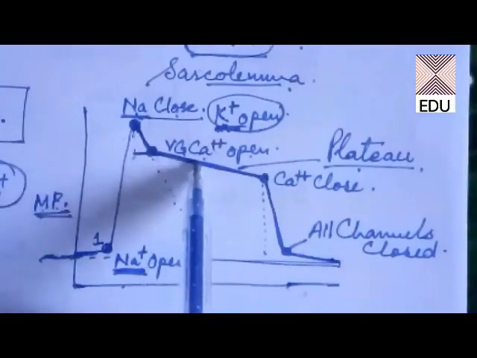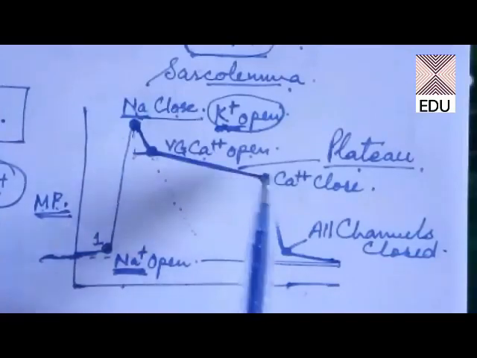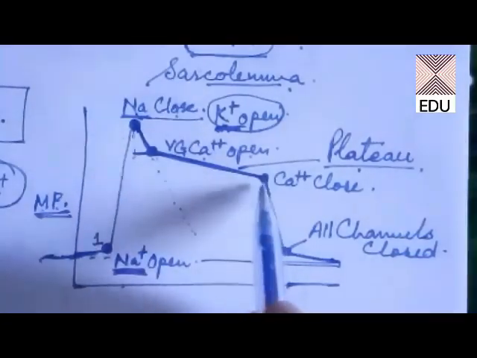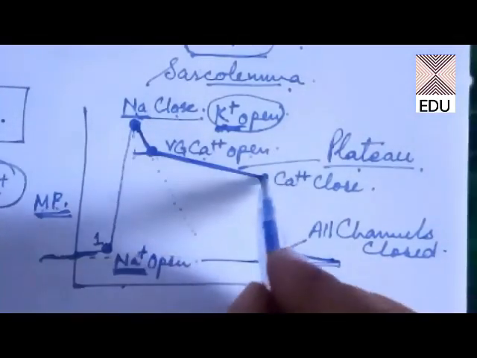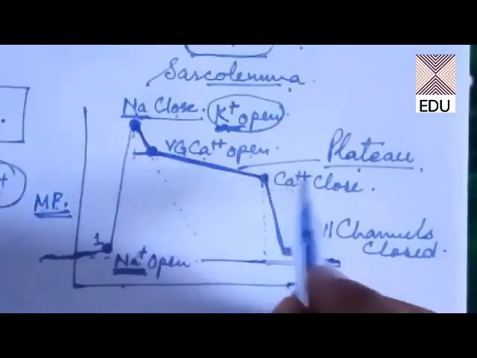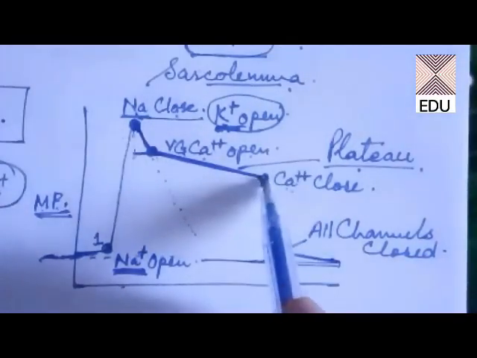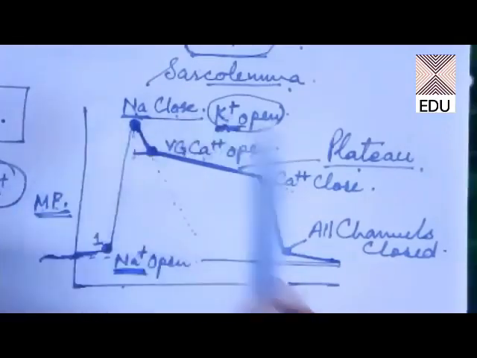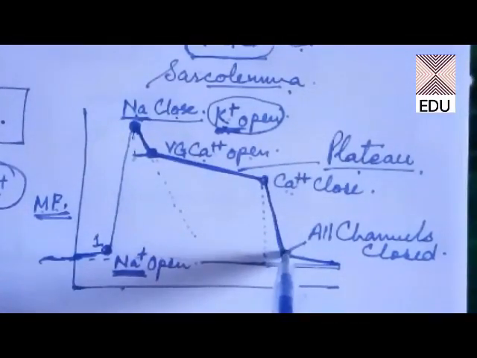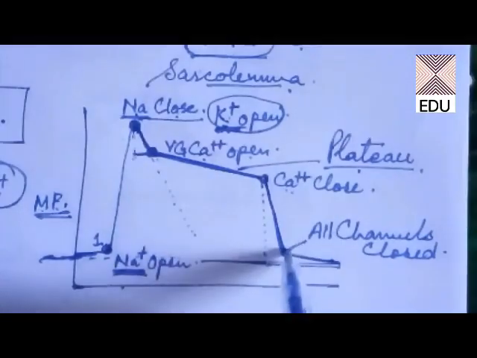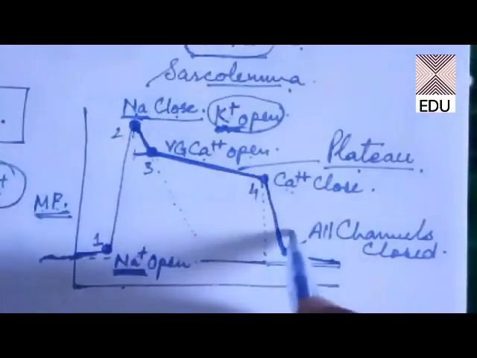So there is some potential due to calcium and potassium ions. So it is decreasing, and after a gap period of this much, here the voltage gated calcium channels close, and now we have only the potassium channels open. So the membrane potential decreases, and at the last point, this will be 2, 3, 4 and 5.